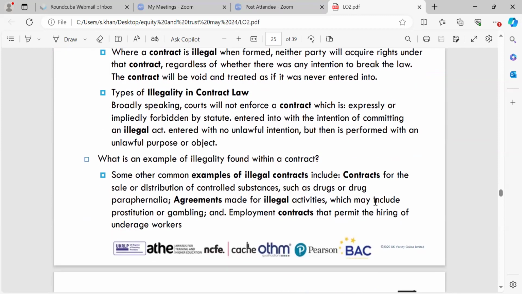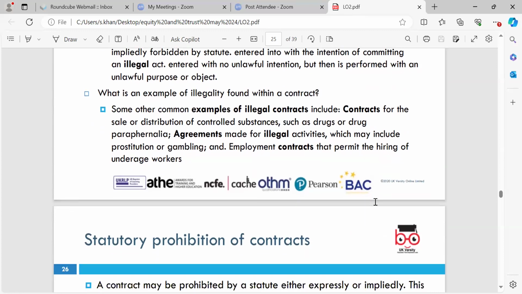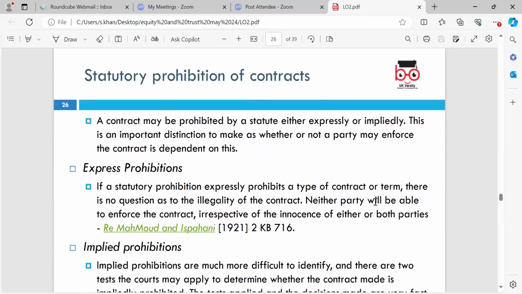So types of illegality in contract law. Broadly speaking, courts will not enforce a contract which is expressly or impliedly forbidden by statute. Examples of illegality found within a contract: some other common examples include contracts for the sale or distribution of controlled substances such as drugs or drug paraphernalia, agreements made for illegal activities which may include prostitution or gambling, and employment contracts that permit the hiring of underage workers.